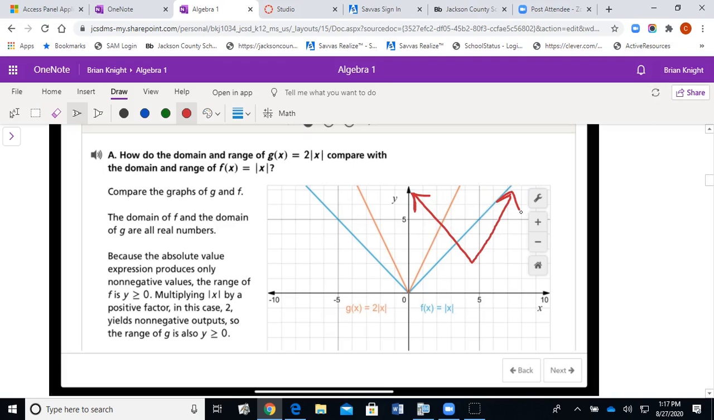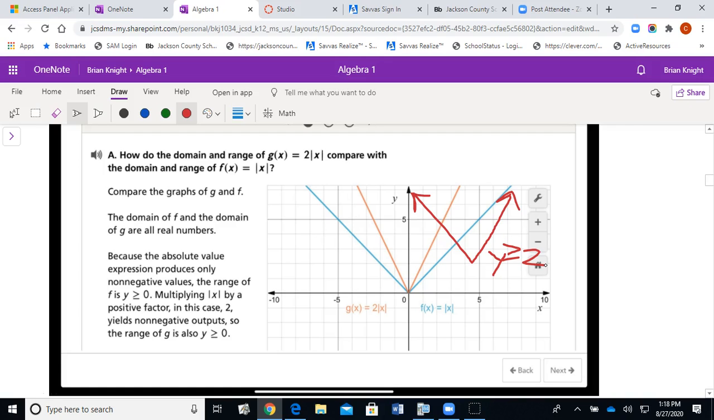Now, what's my range? y is greater than or equal to 2. Because it's now moved what? Up to 2. It can't go past 2. Okay? What else could change the range?